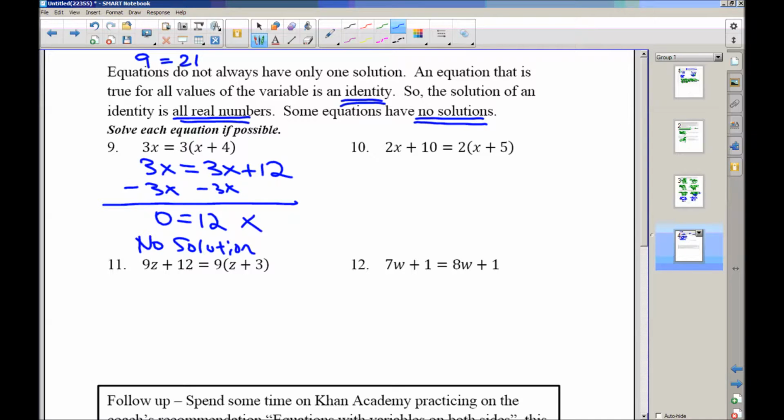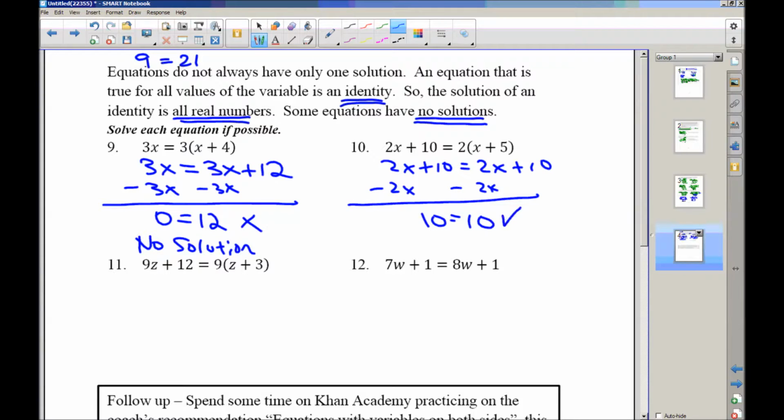All right, number 10. Start by simplifying the right side. At this point, you could probably notice that it's going to be an identity, all real numbers for our answer, because both sides look exactly the same. So if I subtract 2x from both sides, I get 10 equals 10. And obviously, this is a true statement. So it doesn't matter what x I pick. No matter what I plug in, I always get the same on both sides. So this means that the solution is all real numbers.